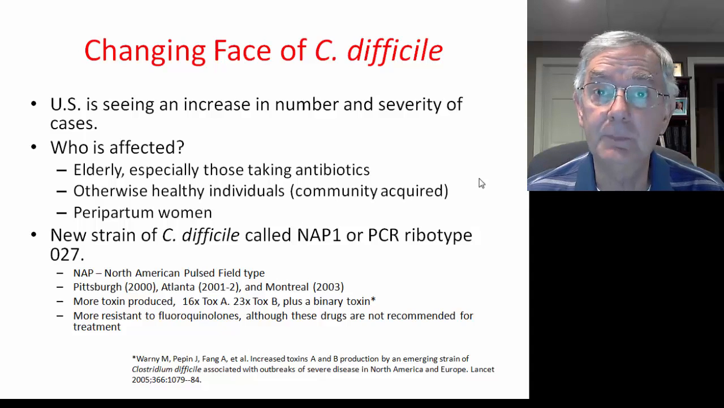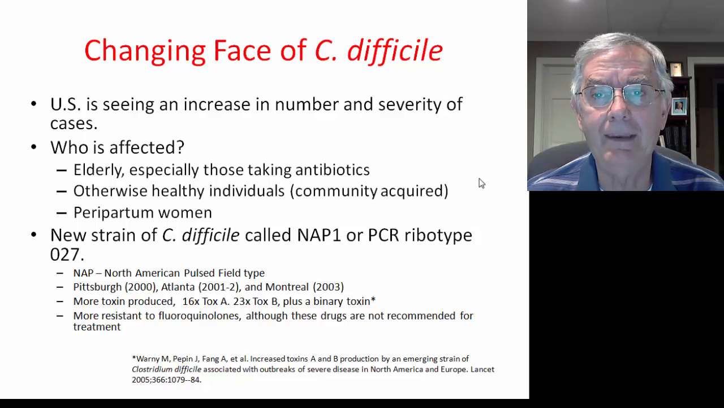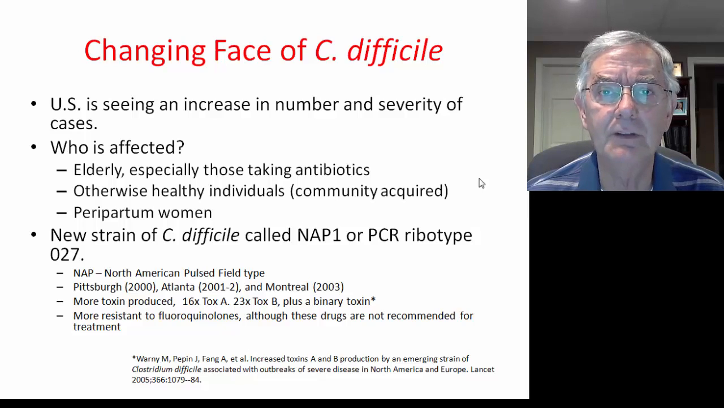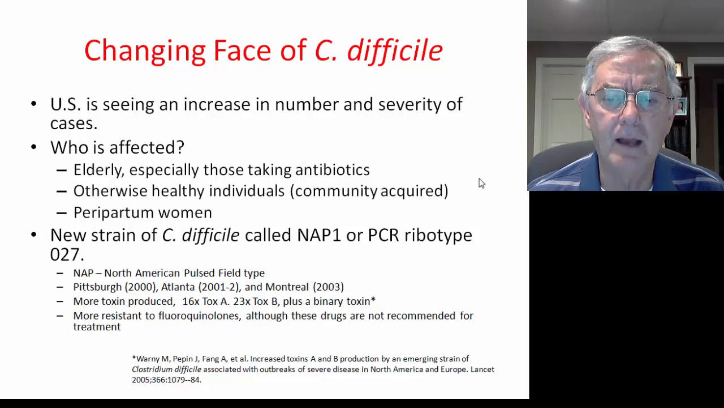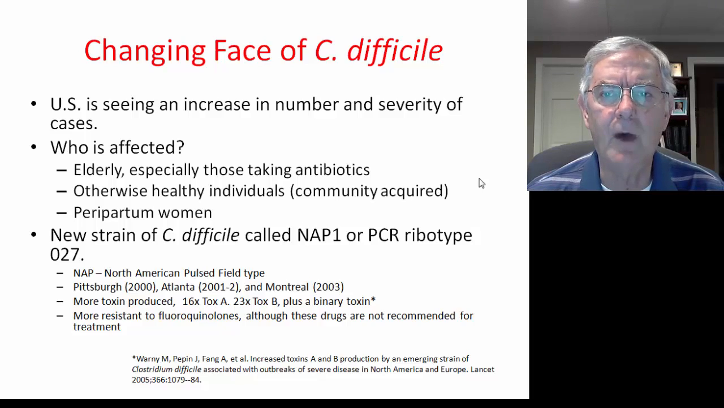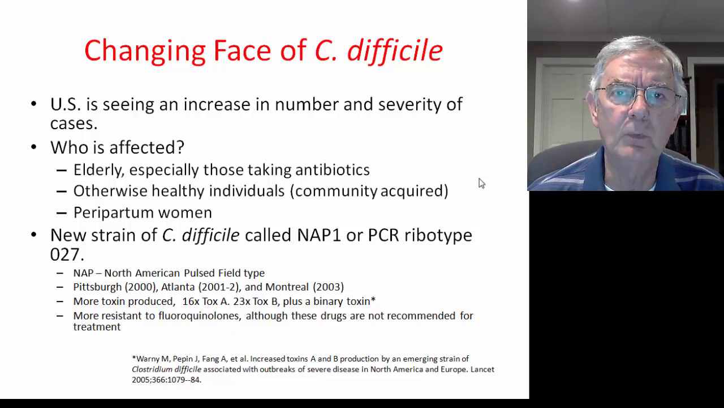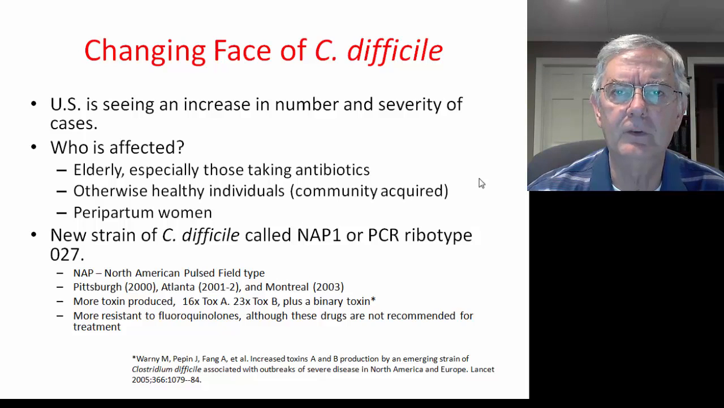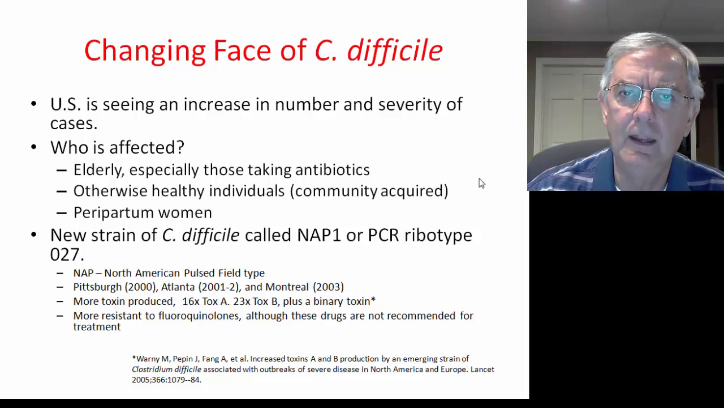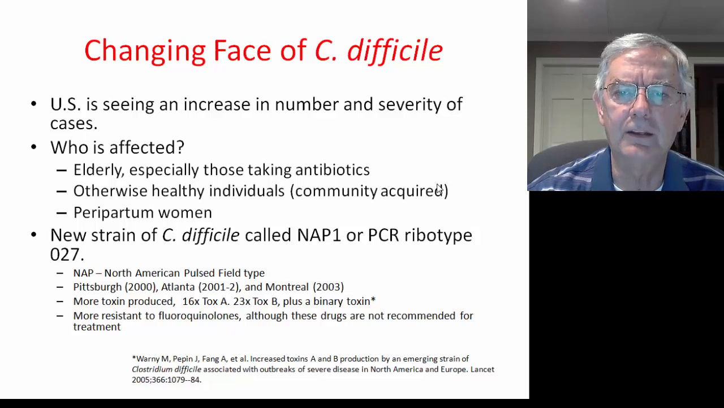It first began to appear in Pittsburgh, Atlanta, and Montreal, and it's been shown that this NAP1 strain produces quite a bit more toxin than the garden variety strain of Clostridium difficile. For instance, 16 times the amount of toxin A and 23 times the amount of toxin B is produced. While this organism is phenotypically more resistant to fluoroquinolones, fluoroquinolone is not a recommended therapy for it, but it is an observation of the difference in this particular strain.